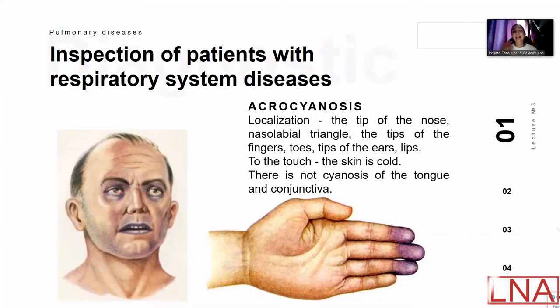And some signs of acrocyanosis. Localization for acrocyanosis is the tip of the nose, nasolabial triangle, the tips of the fingers, toes, ears and lips. To the touch, the skin will be cold, and there is no cyanosis of the tongue and conjunctiva. And the scheme is a picture of a patient with acrocyanosis.